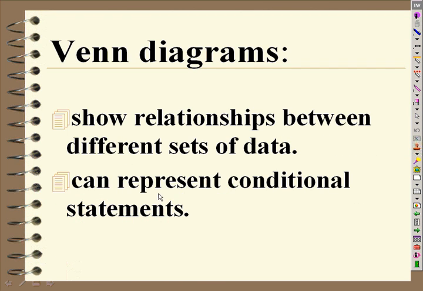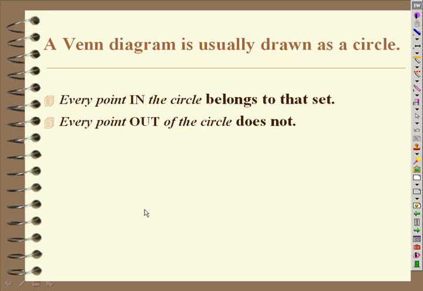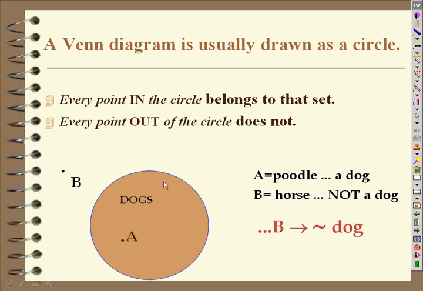This is the PowerPoint from the geometry website looking at Venn diagrams. Venn diagrams show relationships between sets of data, conditional statements. As you can read, we draw circles, sometimes ovals. For example, A is a poodle, an example of a dog. B is a horse. Therefore, we can write this statement: if you are a horse, then you are not a dog. If you're outside the set, then you're not inside the set.